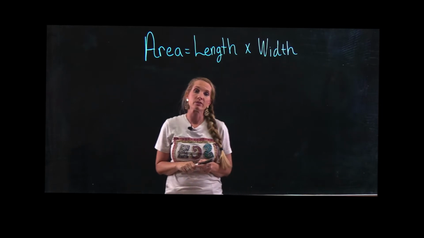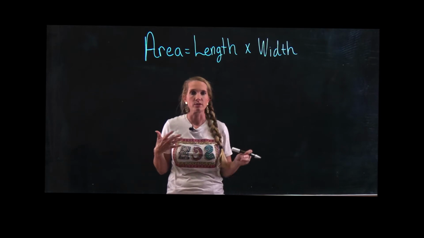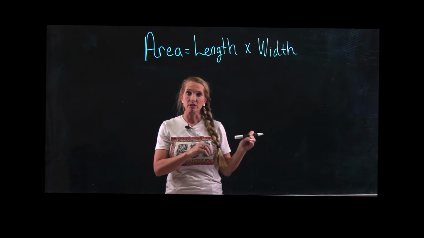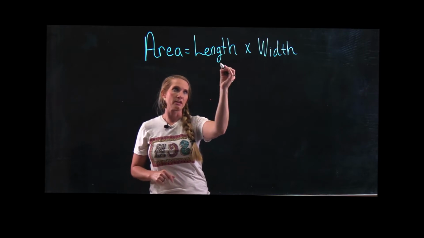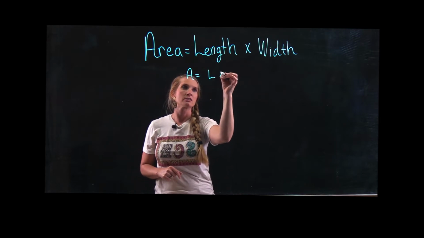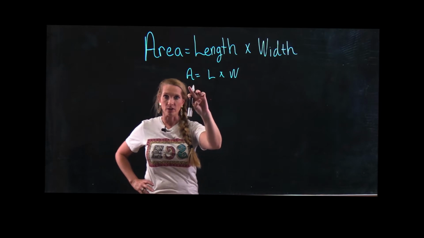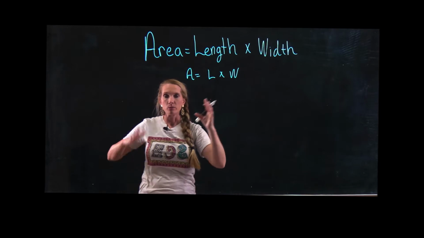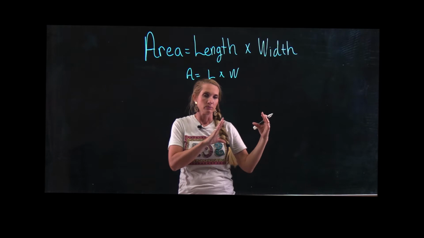A lot of times you'll see everything abbreviated on your math books, worksheets, different things that you're given, even on your math formula sheet that you're given for the actual STAR test. I'm not for sure if it says area length times width. It may say A equals L times W. So you basically just have to know that the A stands for area, the length stands for L, and the width stands for W.